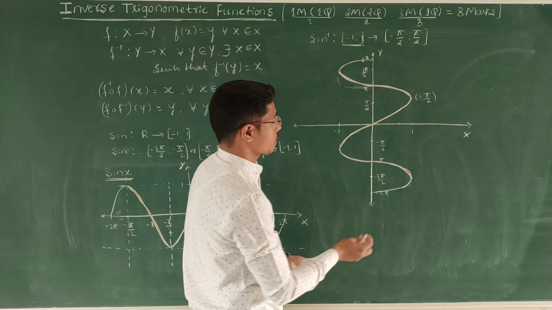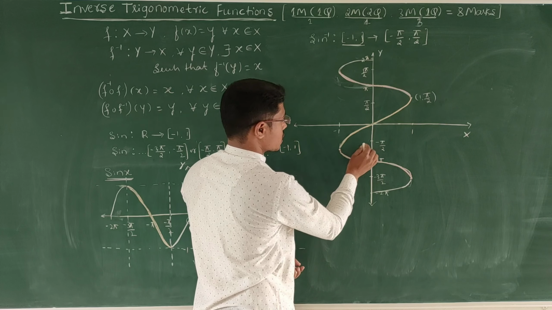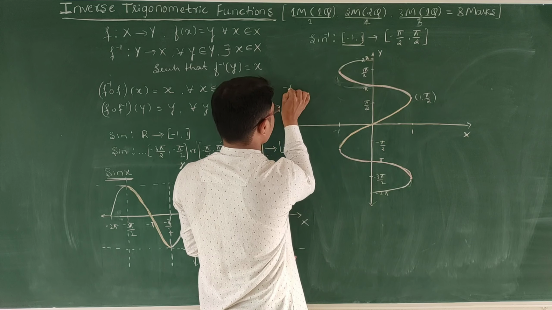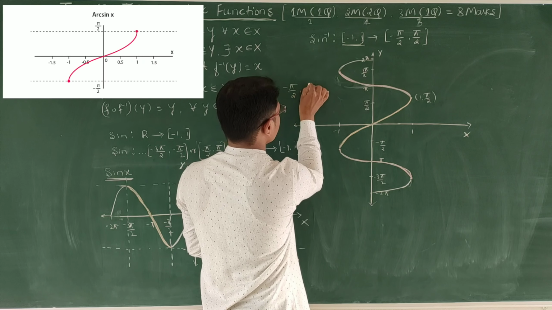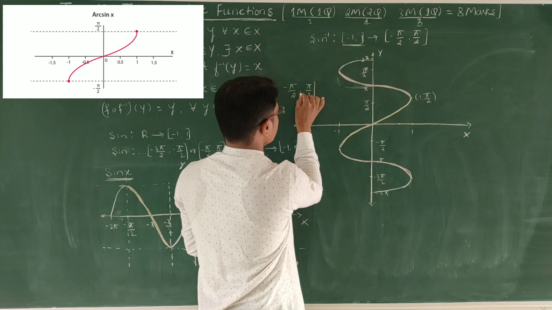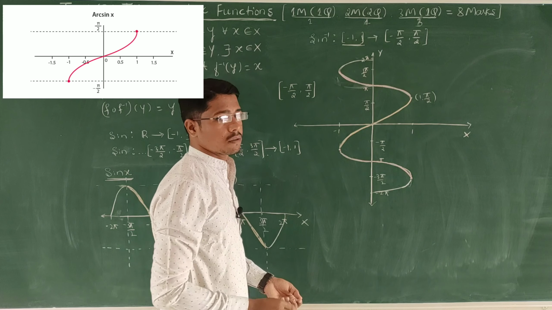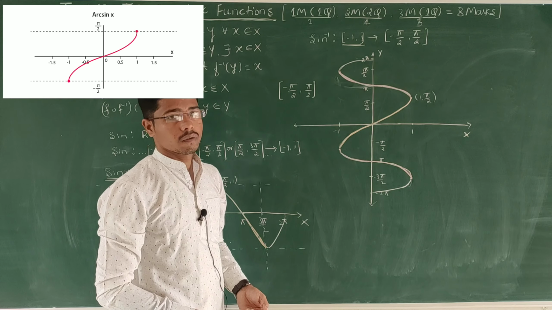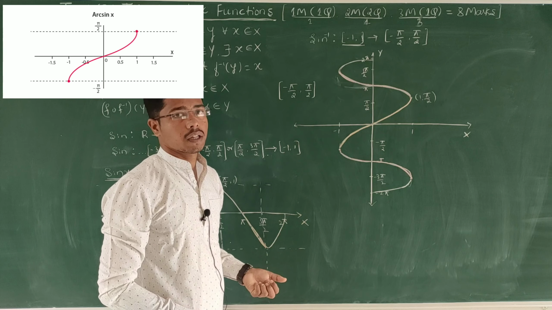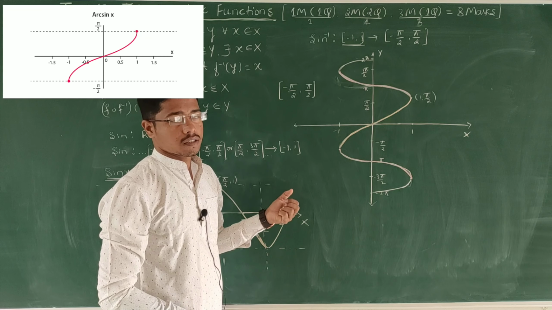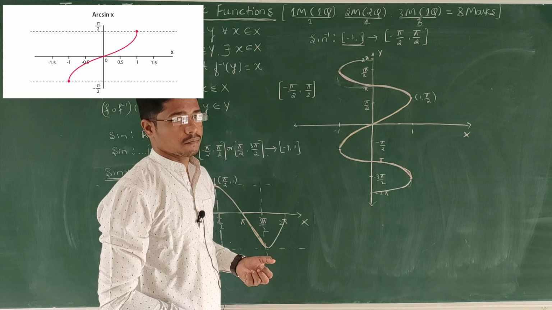Among these ranges, minus pi by 2 to pi by 2 is called the principal value branch. We will call this the principal value branch of the sine inverse function.